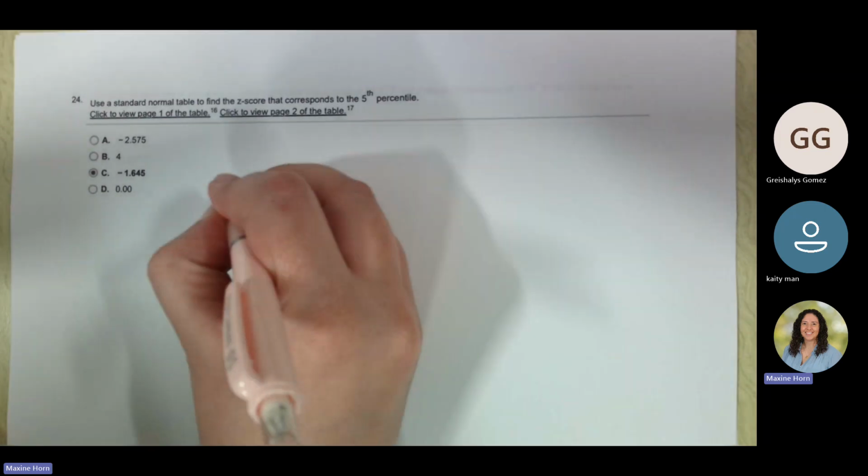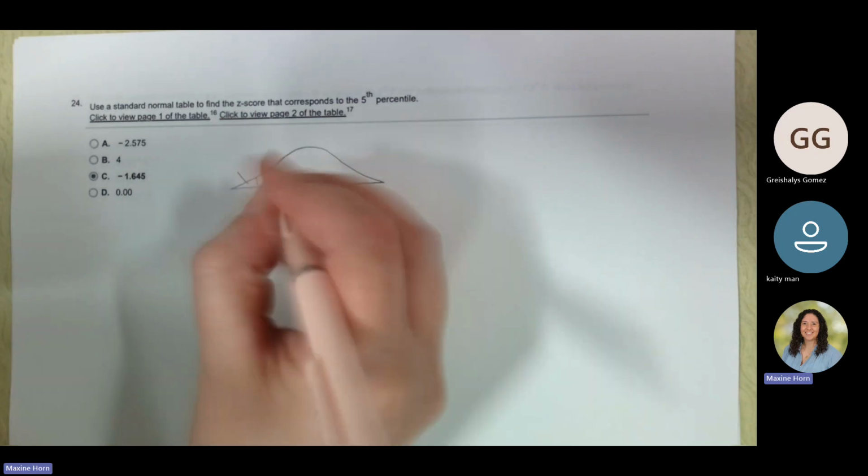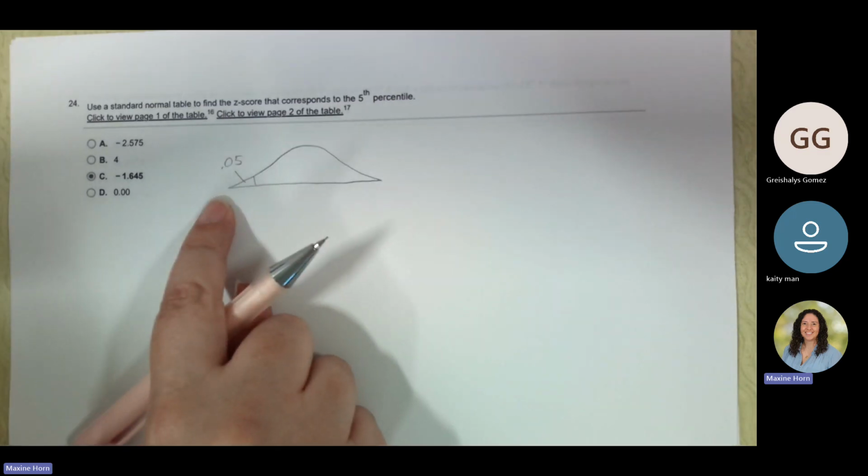Oh, and then it just had more of the tables for us to use. Okay. So this one says specifically to use the table to find the z-score that corresponds to the 5th percentile. So remember, what does the 5th percentile mean? It means the bottom 5%. Whatever that percentile is, that's the area to the left of whatever value we're going to find.